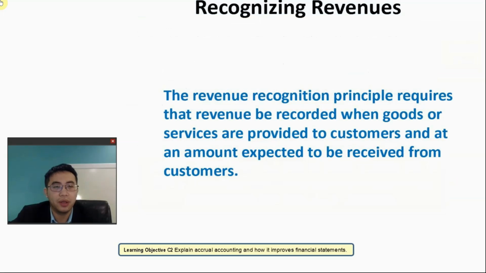For recognizing revenue, well, that is going to require revenue to be recorded when goods and services are provided to customers and also at the amount expected to be received from the customers. So it's not just the goods you sell, but also the service you render. Based on your goods and services, the customer shall pay you a certain amount. They don't have to pay you now. They can pay you 1 month later or 3 months later. But for now, we're going to say we recognize this revenue as long as the goods and services are delivered and provided to the customers.